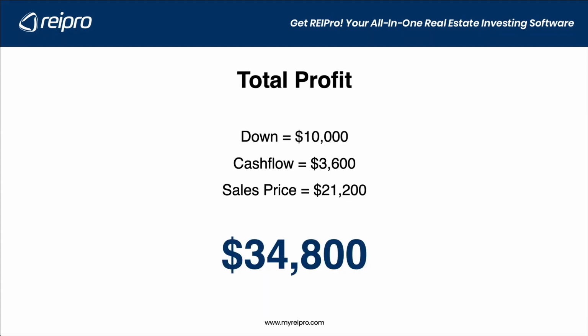Our profit breakdown is pretty simple. We made $10,000 the day we signed this. We're going to make $3,600 in cash flow for the entire 12 months. And when the buyer buys, we're also going to make another $21,200. Now, just keep in mind, there will be some closing cost on your side, which I didn't throw in there because it's going to be different for everyone. That brings us to a profit of almost $35,000. You just think you only need to do 1 a month to do really well.